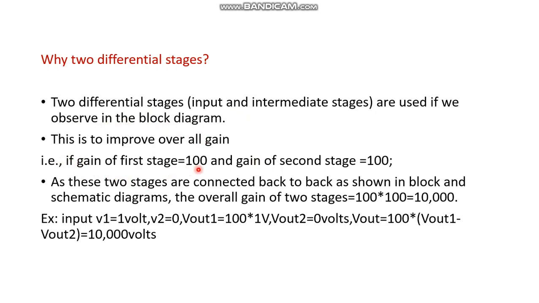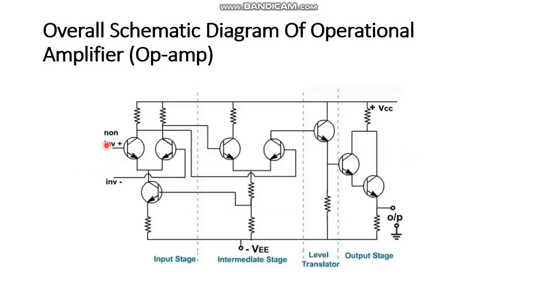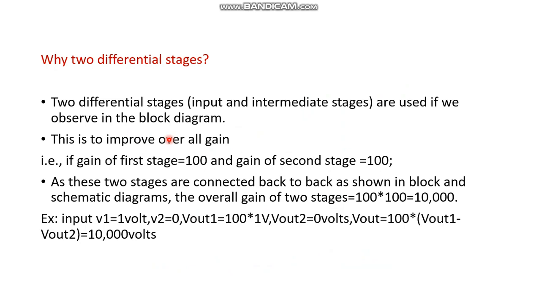Let us suppose the first stage gain is 100 and the second stage gain is 100. What is gain? If I am giving some input, I am getting some output. If I am giving 5 volts as input, I am getting 100 volts as output. What is 100 by 5? 20. Output by input is gain. Suppose 20 is this gain and 20 is this gain. 20 into 20 is 400, the net gain of this system. Like that, if I assume 100 as the first stage gain and 100 as the second stage gain, then the overall gain I will get is 10,000.